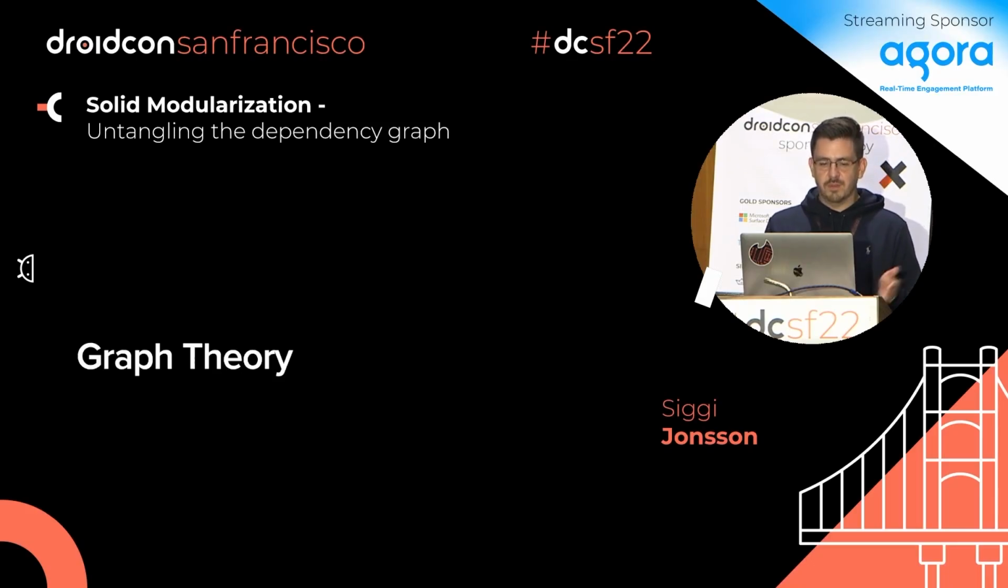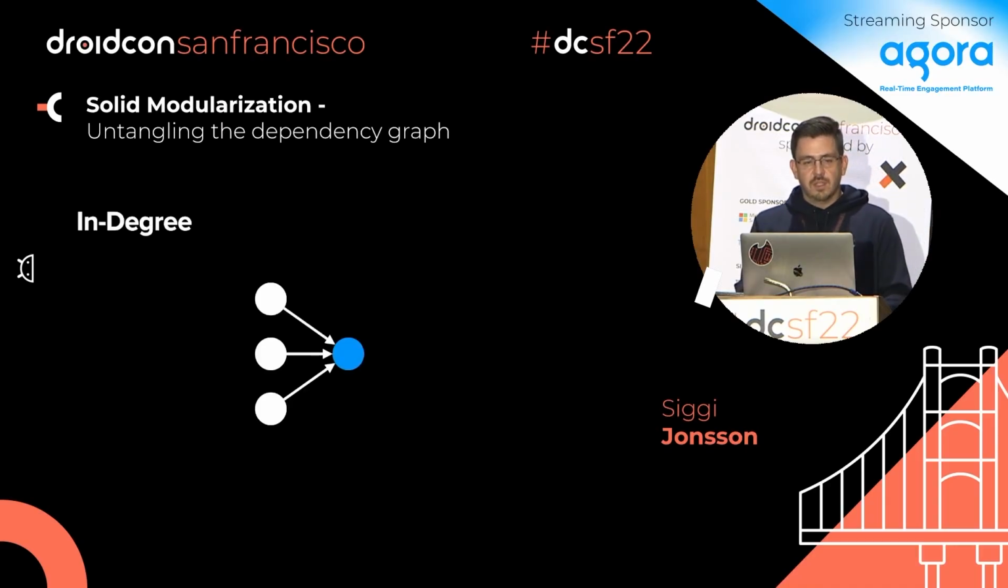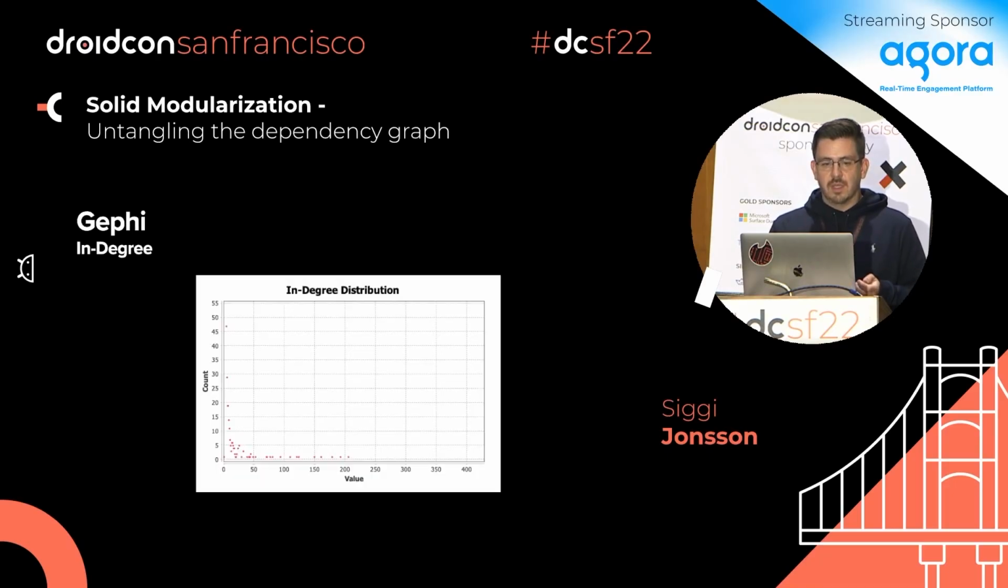So graph theory is just the study of graphs, and there are standardized metrics that can be used to describe different characteristics of graphs. One such statistic is what's called an in-degree. An in-degree of a node describes how many dependencies or how many arrows are pointing into a particular node in a graph. And using Gephi, we can calculate this metric for our dependency graph. And we get a nice graph showing us the distribution of the in-degree of all the modules in a project.